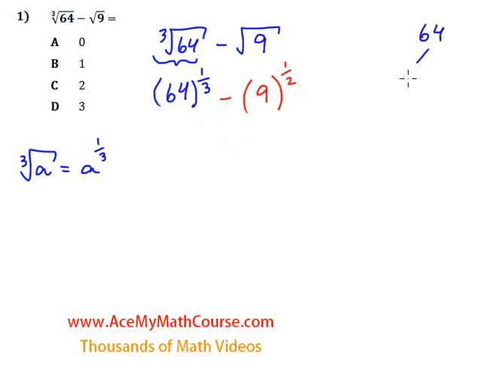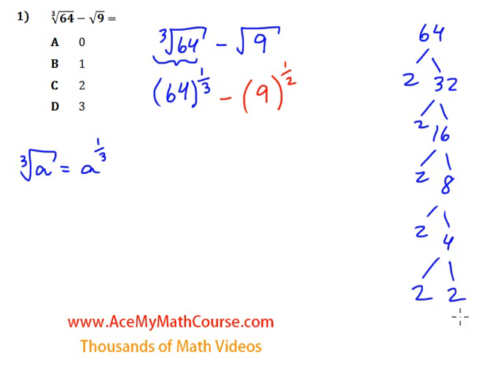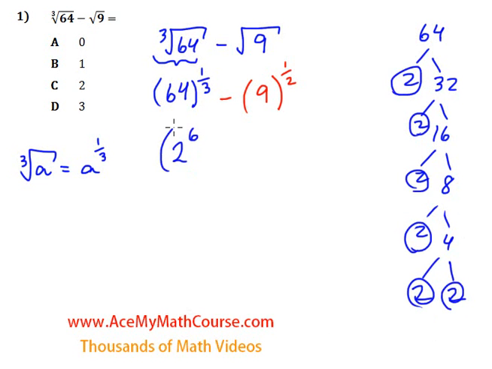64 divided by 2 is 32. Divided by 2 is 16. Divided by 2, we get 8. Divided by 2, we get 4. And finally, 4 divided by 2 is 2. So 64, you see 6 2's over here. So 64 is just 2 to the power of 6. And we have that to the power of 1/3.